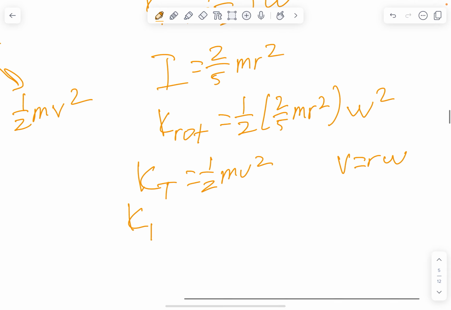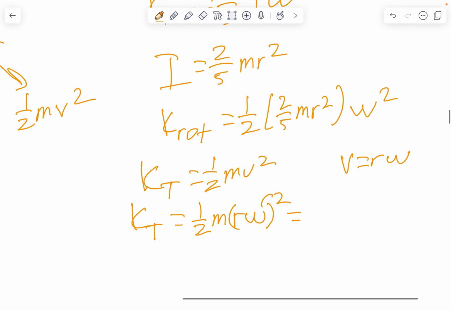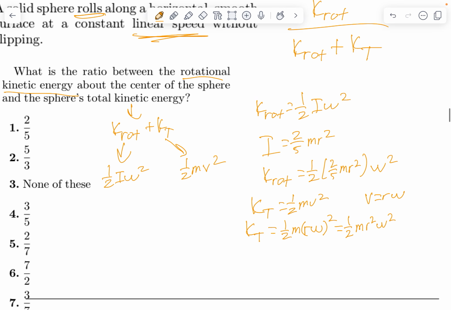So my translational kinetic energy is 1/2 m. Instead of v, I'll do r omega, and then the whole thing squared. And the common mistake people make there is they only square one of them, but if it's parentheses, everything inside the parentheses is squared. So it's really 1/2 mr squared omega squared. Okay. So then once you have that, you can just put it into your ratio.